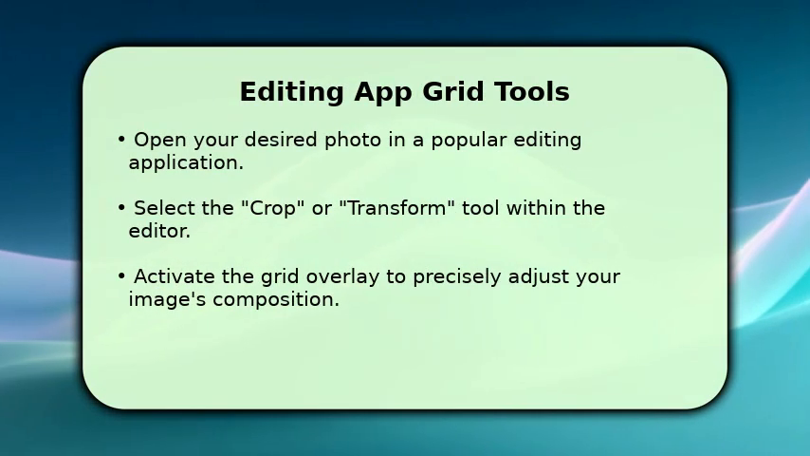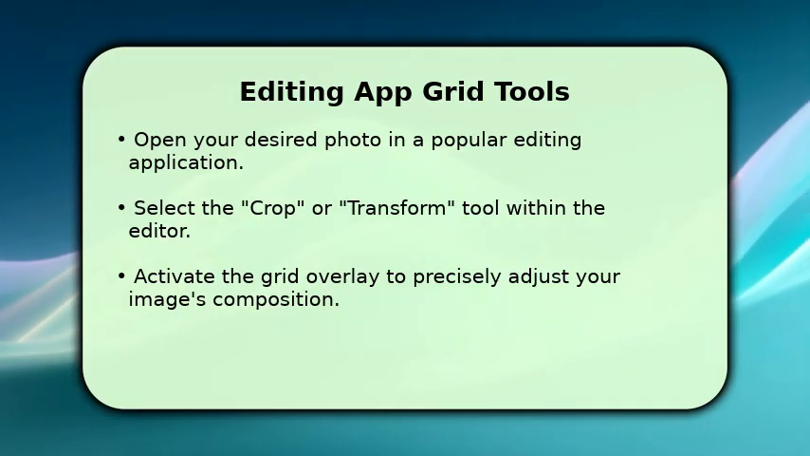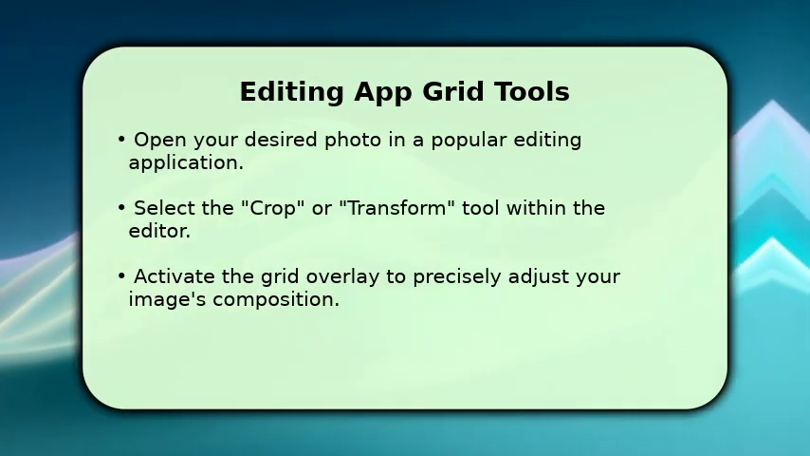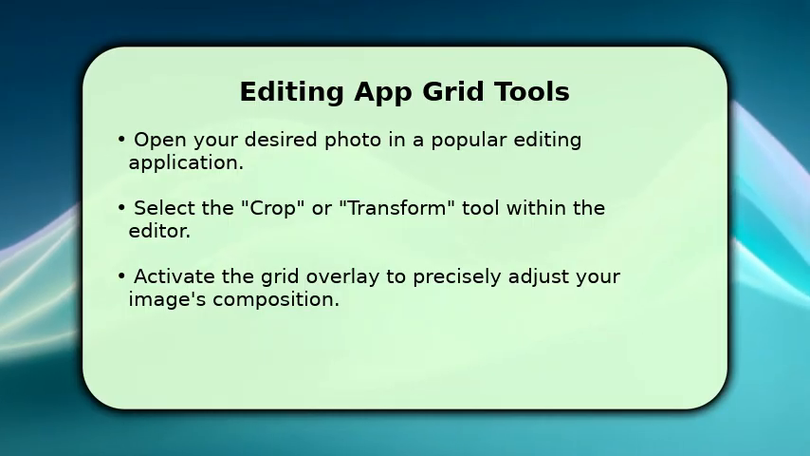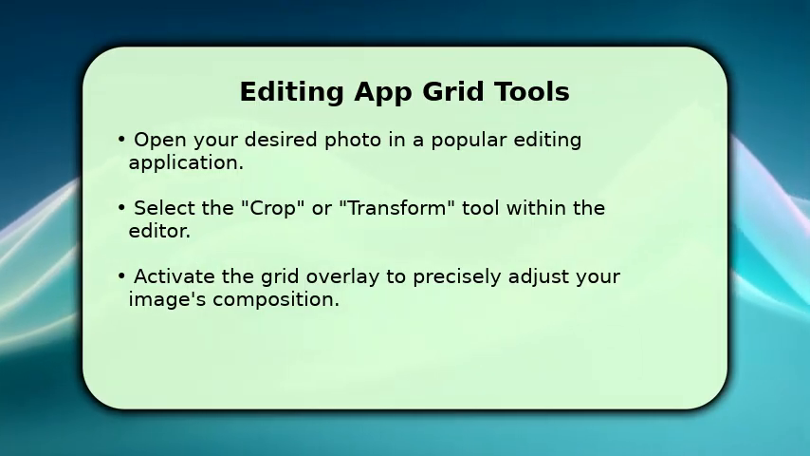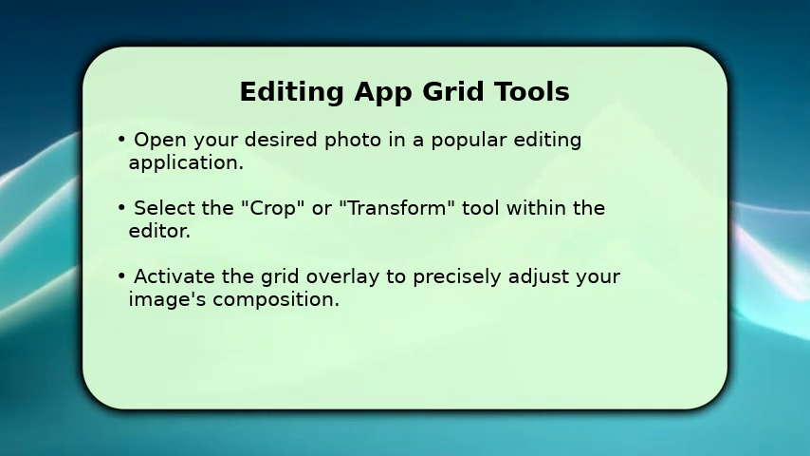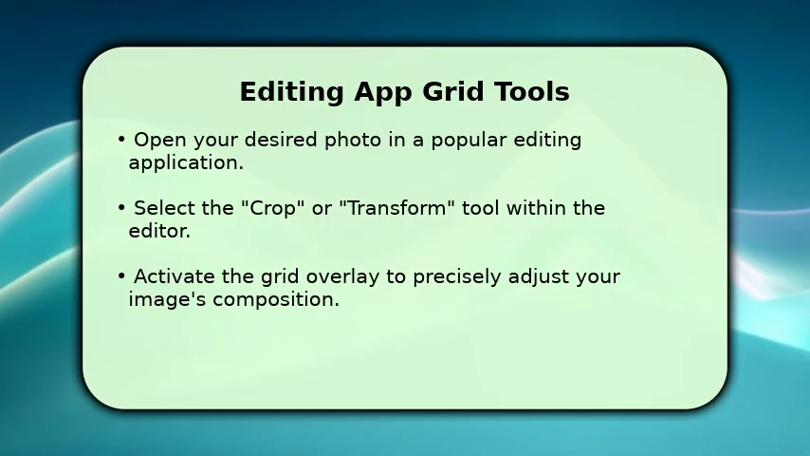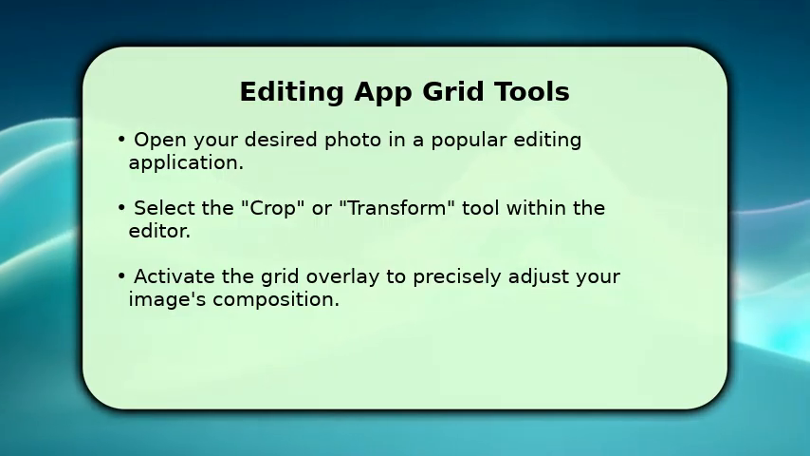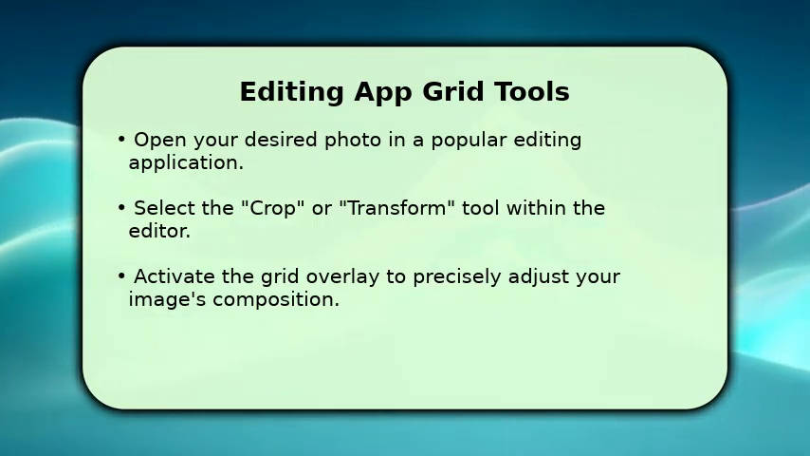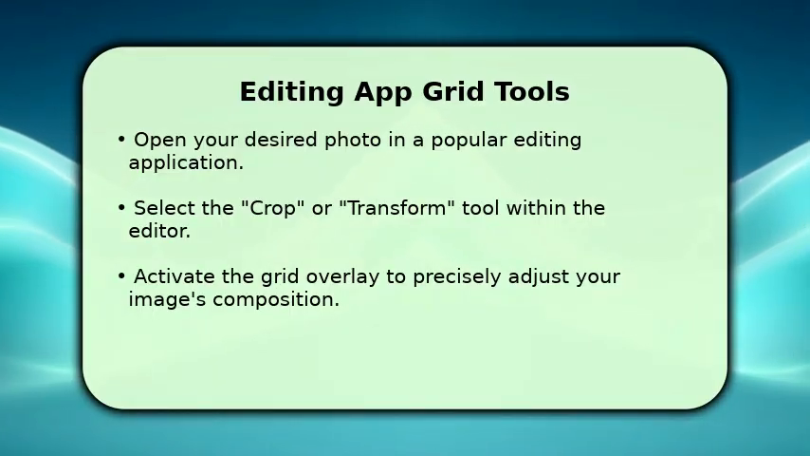If you forgot to use grid lines while shooting, don't worry. Many photo editing applications, like Snapseed or Adobe Lightroom Mobile, offer grid overlays during the cropping or transforming process. Simply open your photo, select the crop tool, and you'll often see an option to display a grid. This allows you to fine-tune your composition, straighten horizons, and balance elements even after the picture has been taken.